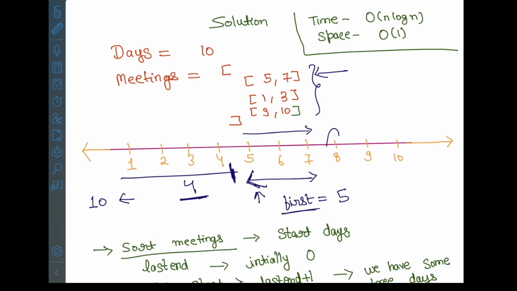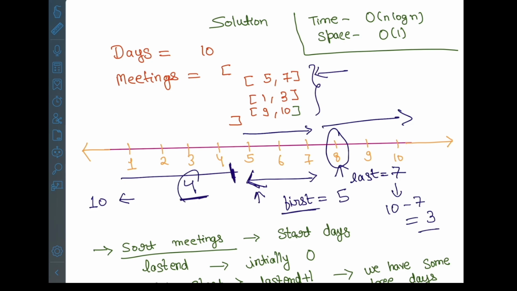But when we reach 8, we find that the last day when a meeting was scheduled is day number 7, and there are no meetings further. In this case, the total number of days is 10 and the last day of the meeting was 7. So the total number of free days is 3. So these are our initial data, 4 and 3.